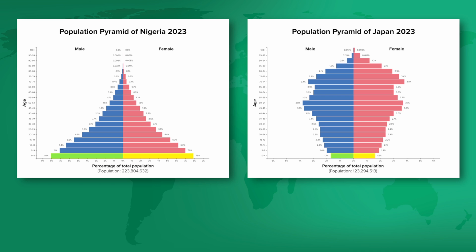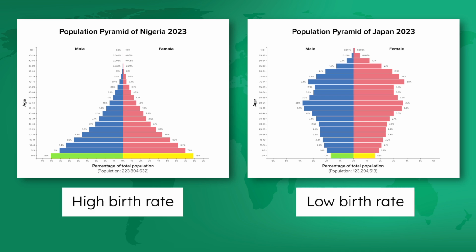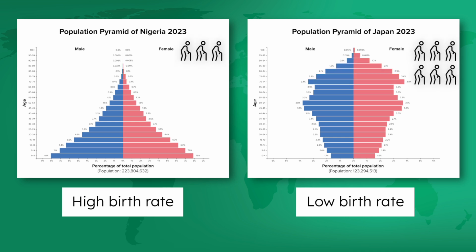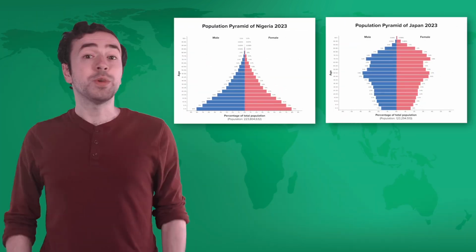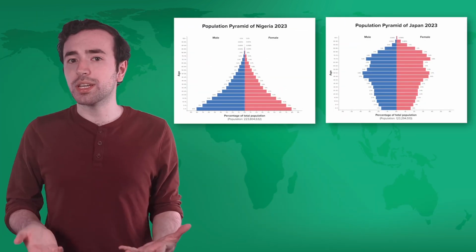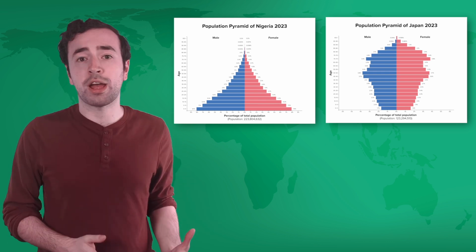What do you notice about Japan's birth rate? Japan's base is much skinnier than Nigeria's, so its birth rate is much lower. But check out the top of these pyramids. Japan's top is much taller and wider than Nigeria's. What might this tell us about Japan's population? Japan's elderly population is much bigger than Nigeria's, meaning Japan has a higher life expectancy, or average lifespan of a person in a population. We can use these population pyramids to predict Japan's and Nigeria's future demographic trends.